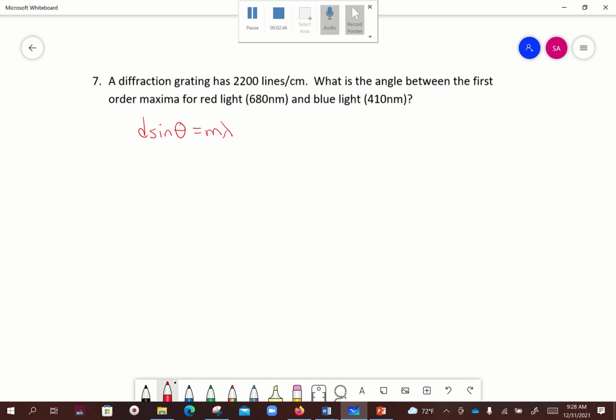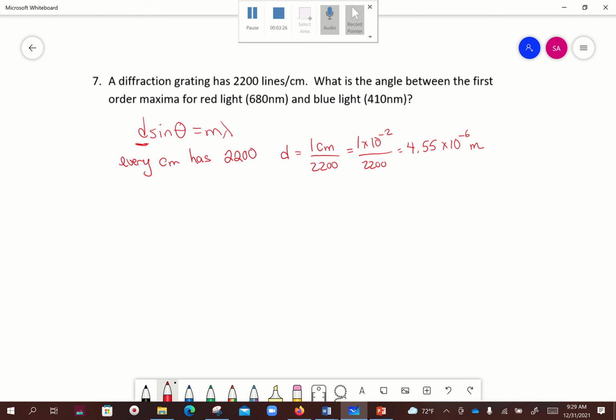All right, so I've got a diffraction grating that has 2,200 lines per centimeter. Okay, so every centimeter has 2,200 lines, and so I want to know what's the spacing between them to give me my d. So d is equal to, every centimeter has 2,200. So let me put this into meters. So a centimeter is 10 to the minus 2 meters. So the spacing between the lines is 4.55 times 10 to the minus 6 meters.